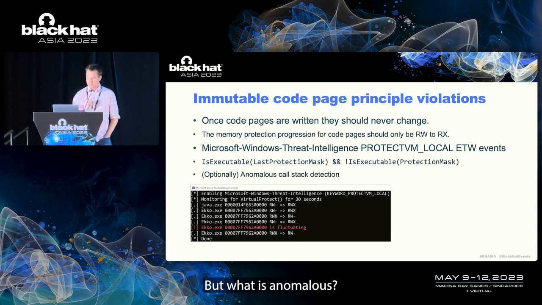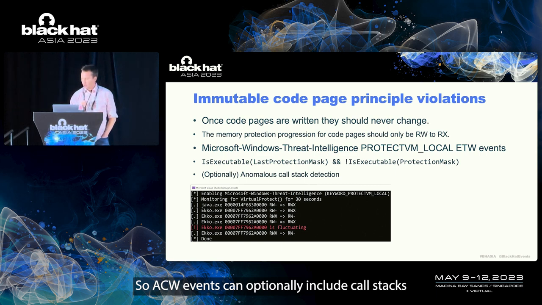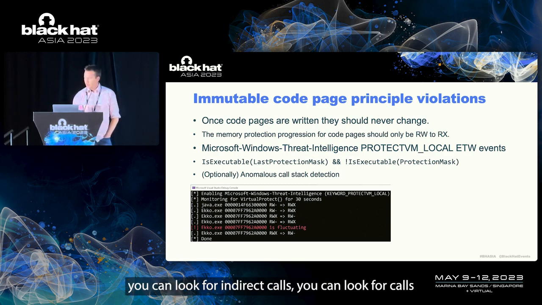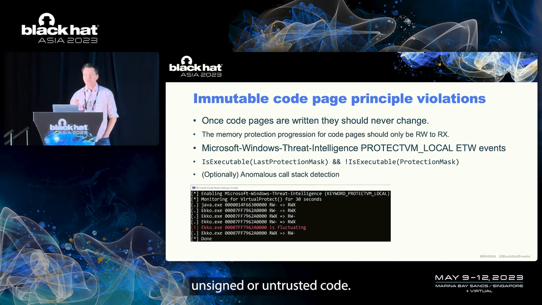but what is anomalous? Firstly, there's always the caller. The caller is always good. ETW events can optionally include call stacks, and you can inspect these for anomalies. You can look for ROP, you can look for indirect calls, you can look for calls that are originating from either unsigned or untrusted code.